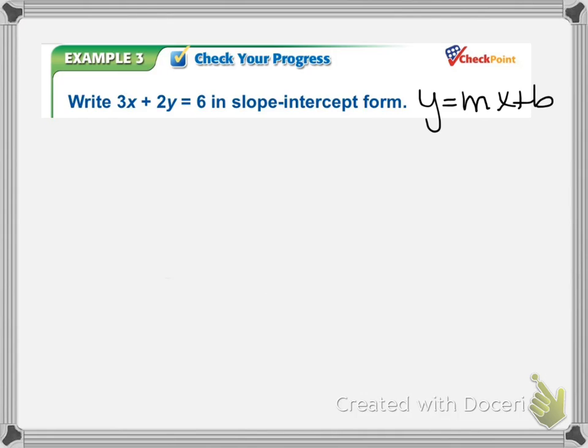Now this one's in standard form, and they want you to move it into slope-intercept form. So go ahead and pause the video and give this one a try. All right, so in order to get the 3x on the right side, you need to subtract it. So we're going to subtract 3x from both sides.